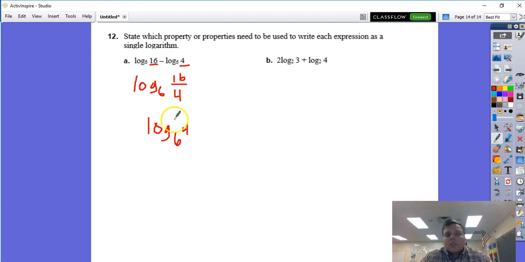And so the question is, what is that property? That property name is called the quotient property. It just simply says that if you have 2 logs subtracting, you can turn them into 1 log dividing.